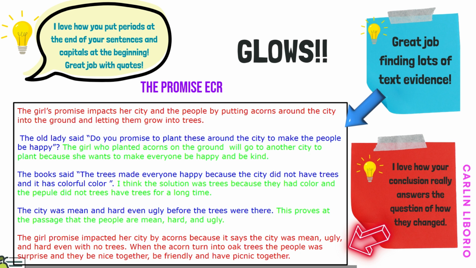So the promise ECR, the student wrote, the girl's promise impacts her city and the people by putting acorns around the city into the ground and letting them grow into trees. So as you can see, they didn't really answer the question thoroughly. So we're going to talk about that on the next slide when we get into how to help them. But remember, at first, you want to just focus on the positives.